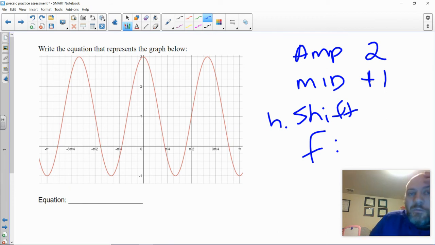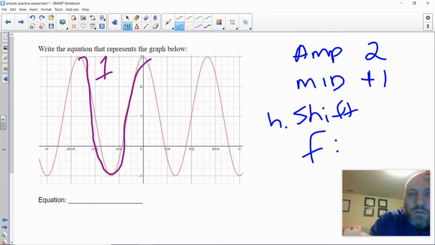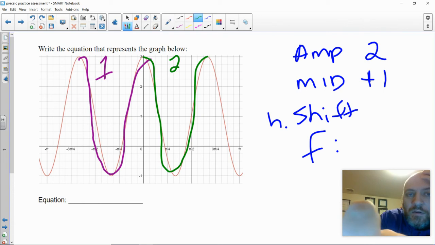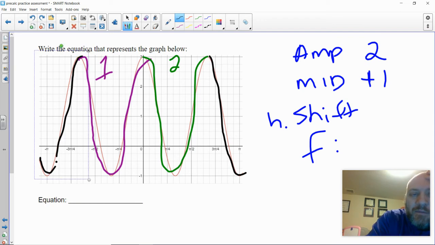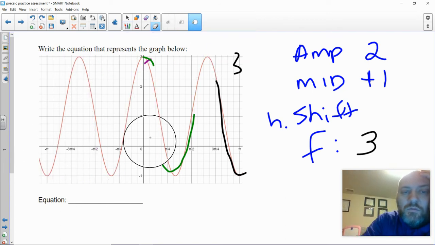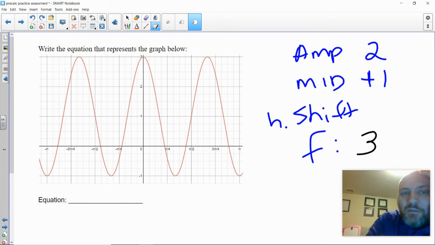And let's take a look at the frequency. So if I'm going to do a cosine equation, I have one full cosine curve here. I have a second full cosine curve here. And then I have a half here and a half there. So I have essentially 3 cosine curves. So that's going to be my frequency. If I'm doing a cosine graph, I have no horizontal shift as it starts right at the maximum on the y-axis.